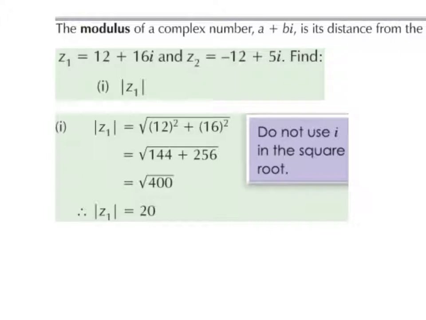So the formula for modulus is the square root of a squared plus b squared, where a represents the real part and b represents the imaginary part. So let's start with z1. So 12 is the a and 16 is the b. So we're going to have the square root of a squared, which is 12 squared, plus b squared, which is 16 squared. So we do not use i in the square root, we forget about the i. 12 squared is 144, 16 squared is 256, adding them we get 400, and the square root of 400 is 20. So the modulus of z1, or the distance from z1 to the origin, is 20 units.